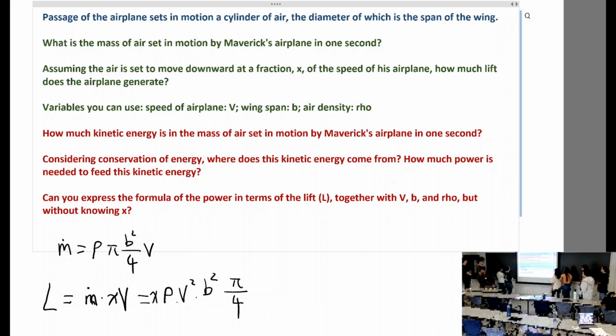Again, express all of these using the same variables. Now the third question is, remember, our lift formula has an x. Can you express the formula of power not in terms of x, but now in terms of this lift? So these are 3 questions, right? In the second question, you can use x. In the third question, get rid of x and use the lift instead. All right, please.